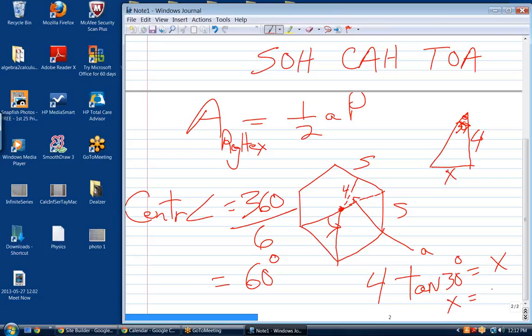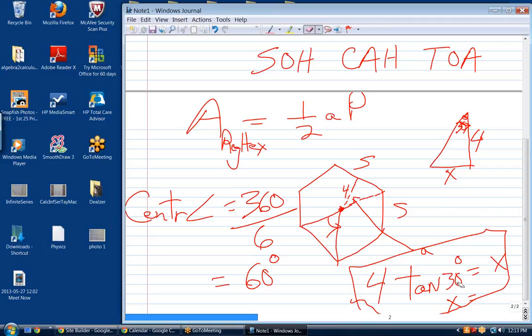Tangent over x equals, or no, tangent 30 equals x over 4. No. What have I written right there? 4 times tangent of 30 is equal to x. Remember, the tangent of 30 was equal to x over 4. So when you solve for x, it's 4 times the tangent of 30.